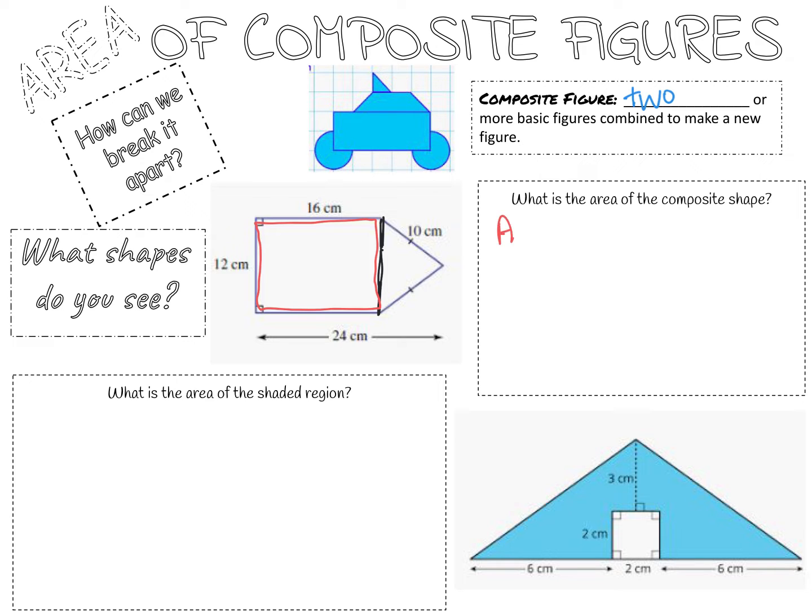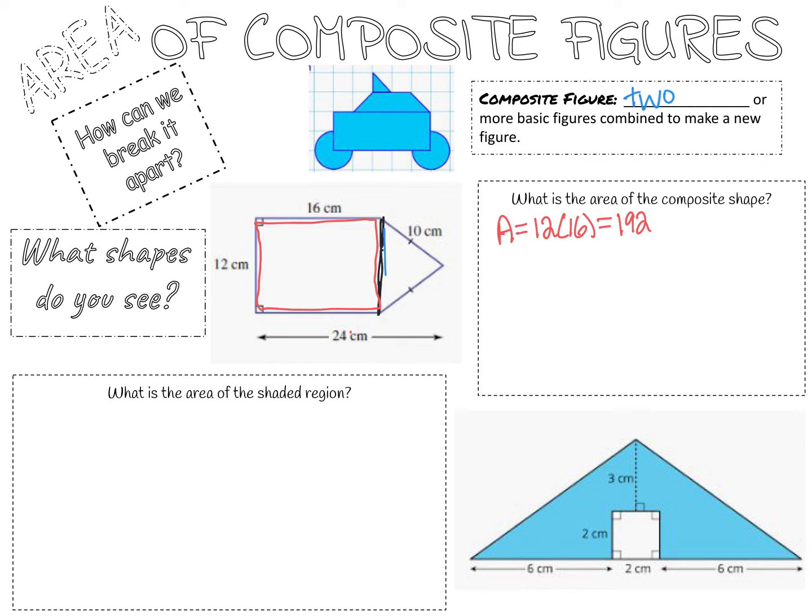So the area of the rectangle in this case is going to be 12 times 16. And in this case, because I am using the rectangle and the triangle, I'm not necessarily going to use 24 as it is, but I'm still going to need it for my triangle. So 12 times 16 ends up being 192. Now I need to find the area of my triangle.